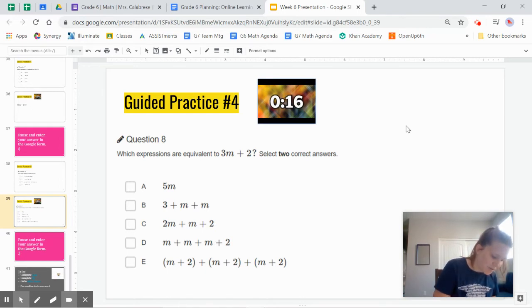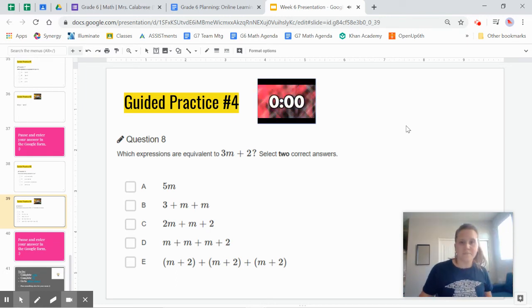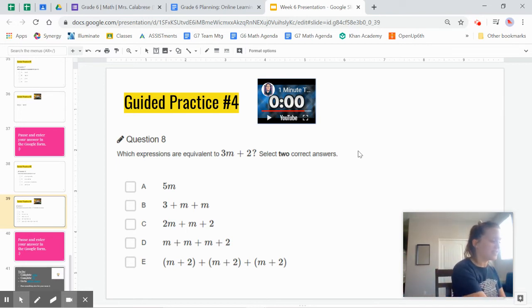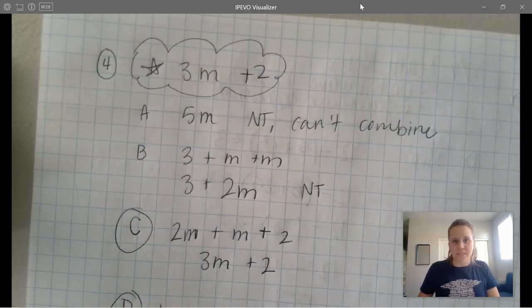A big clue was in the question, which says there are 2 correct answers, so you should have 2 answers selected. All right, you get 5 bonus seconds because I'm finishing up my work too. All right, did you find 2 answers? I hope so. If not, no problem, let's look at it together.